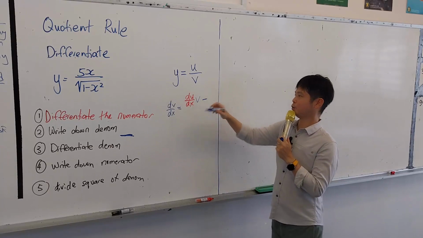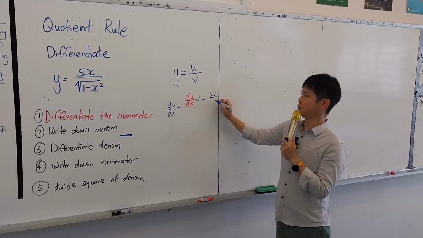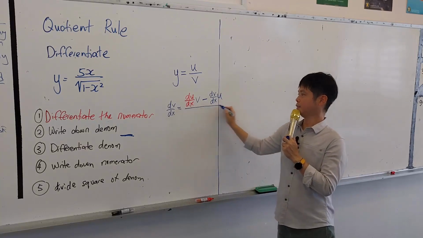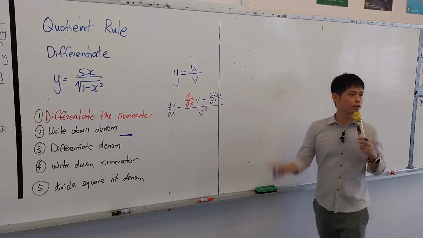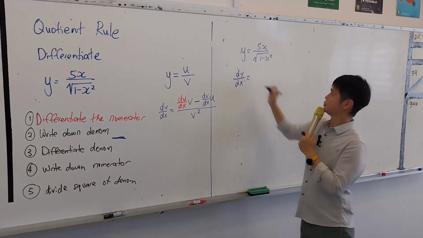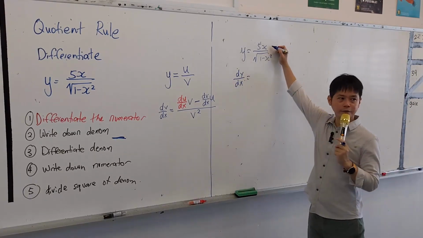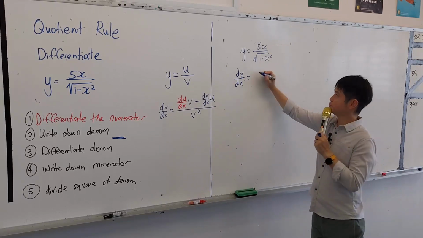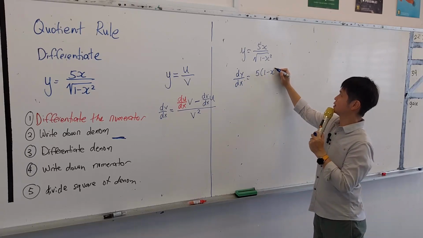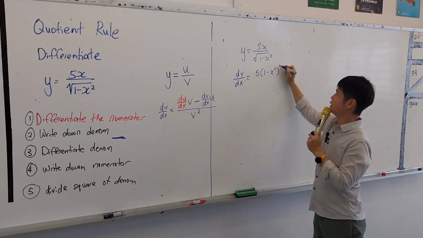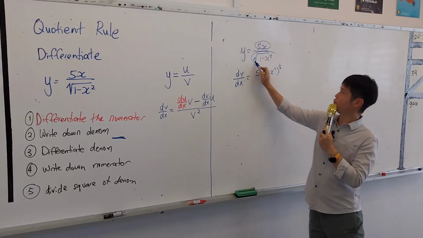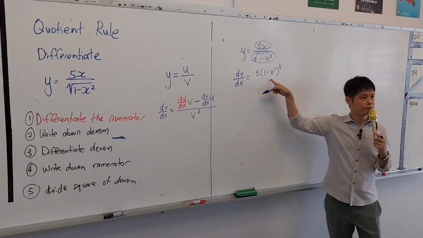Minus. Now I do the other way. I differentiate the denominator, followed by the numerator, and the denominator I square it. So it will look like this. So first, I differentiate the numerator. I put down the denominator. Look here. You take this as U, you take this as V. So this is your V.